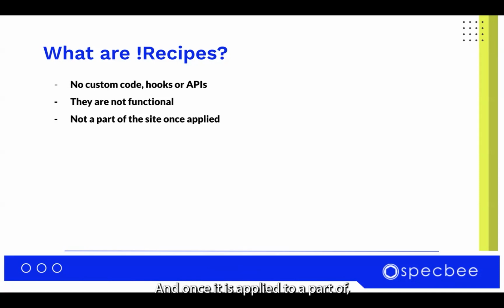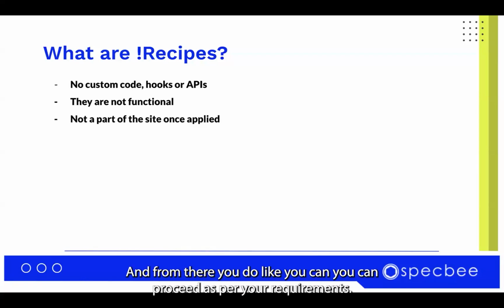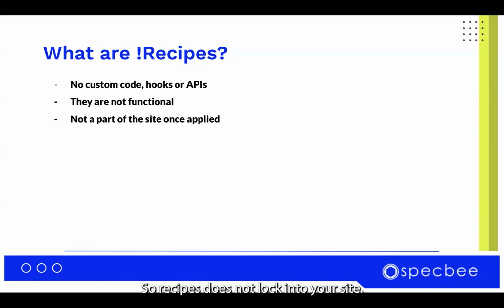And once it is applied to a site, it is not part of the site at all. Once a recipe is applied and its job is done, you have a starting point, and from there you can proceed as per your requirements. So recipes do not lock into your site. It's not a hard requirement for your site to run. So once it is applied, you can proceed from there. It gives you a starting point for the functionality that you need.